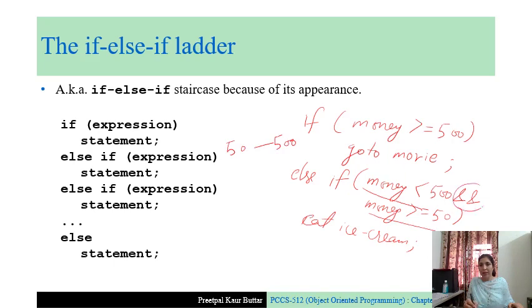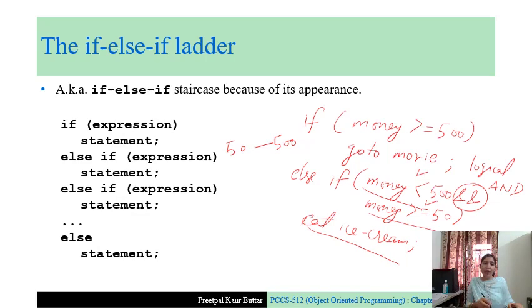And I have connected these two conditions using this logical AND, which we discussed during the lecture on operators. So you can connect two conditions using the logical AND. And logical AND means for you to eat ice cream, both the conditions should be true. Money should be less than 500 and money should be greater than or equal to 50. Only then this will be executed.